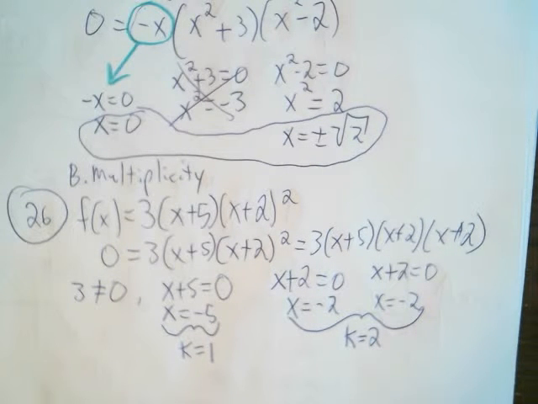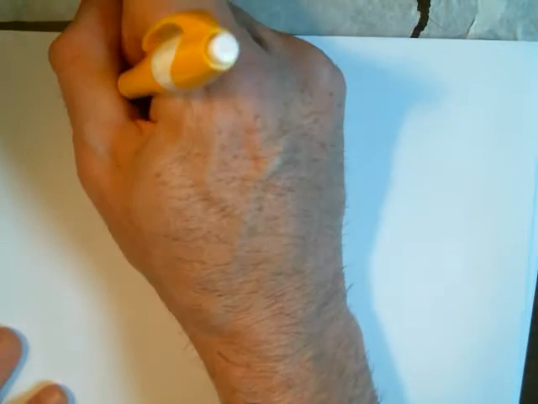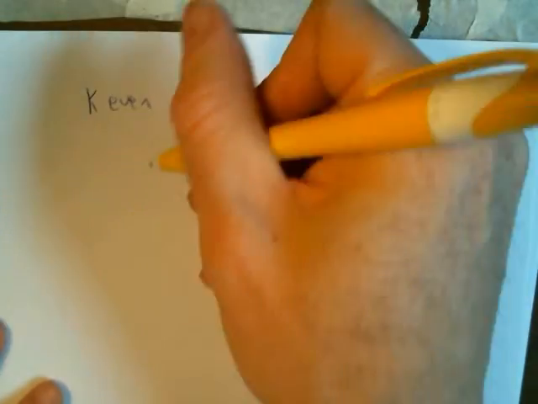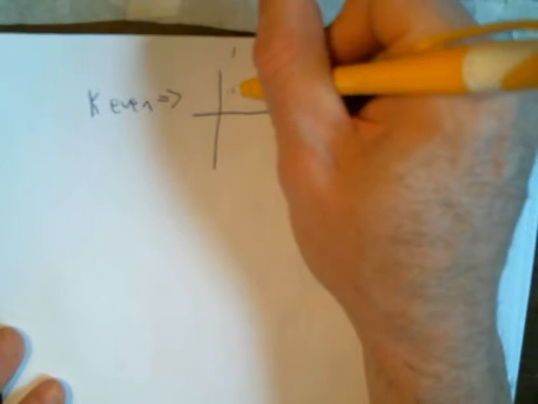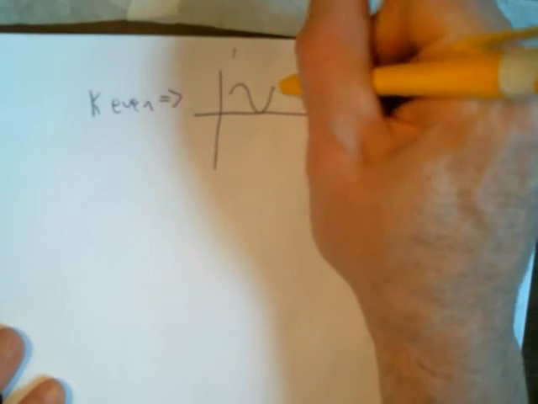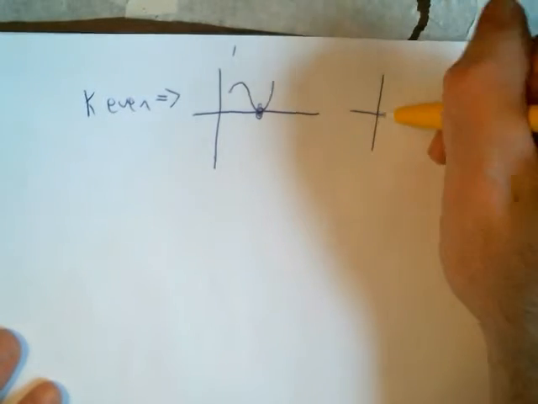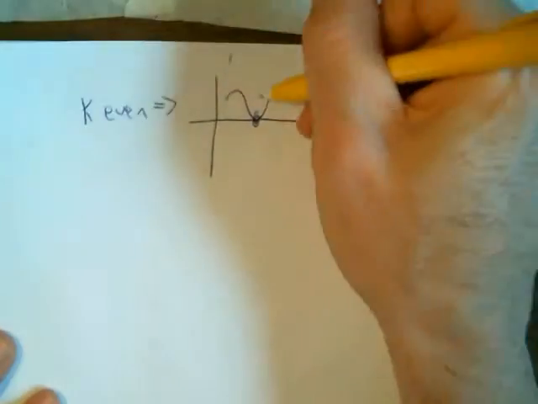Okay. So again, it's going to tell you the behavior of the graph. In particular, if k is even, then it's going to bounce off the graph. So at that particular 0, you're going to get this bounce effect. Either it's going to bounce up, or if it's already below the x-axis, it'll bounce down.